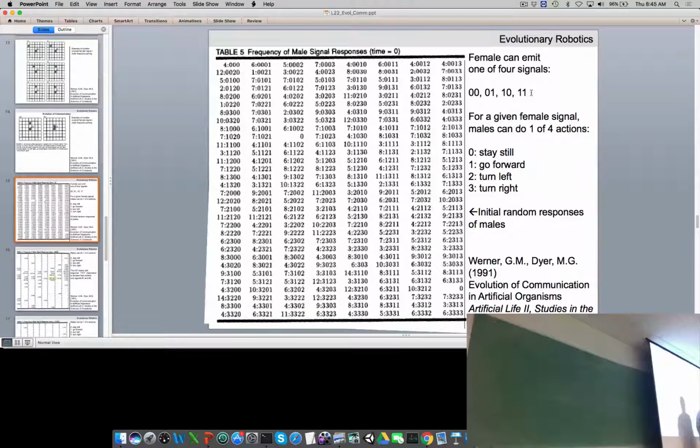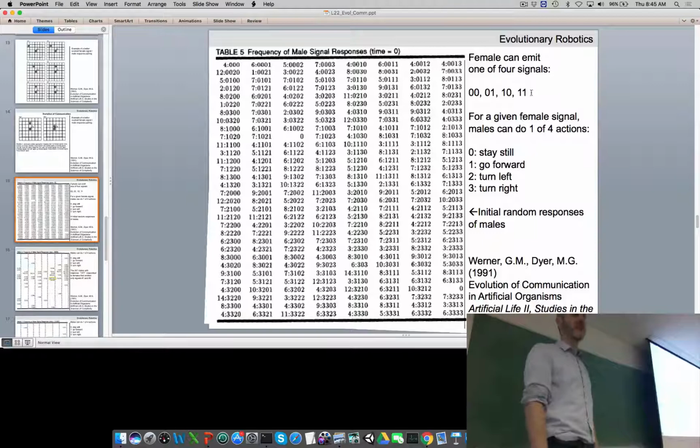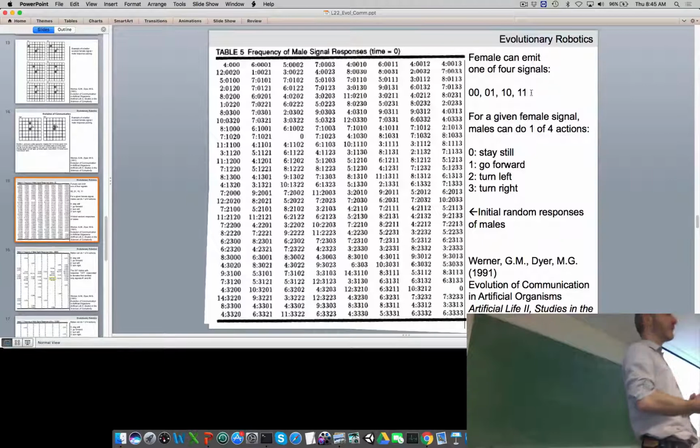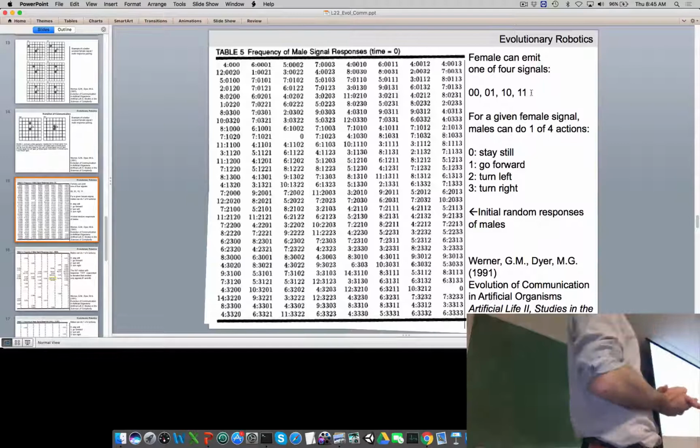What are these 4 males doing in the upper left element of this matrix? They're staying still regardless of which of the 4 songs they hear. What are the six males doing in the bottom right cell of this matrix? They're always going right regardless of which of the four signals they hear. If any, right? Remember, the males can also be outside of the signaling radius of a female, in which case they just go straight. Okay, so at time zero, we get what we expect, which is a more or less uniform distribution of males that are doing lots of different things when they hear these different songs.